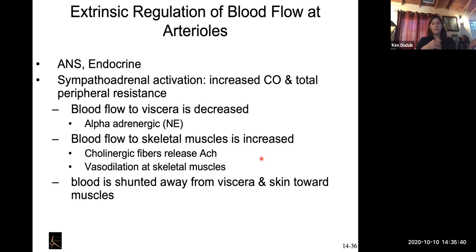But to the skeletal muscles, the cholinergic fibers that go to the skeletal muscles release ACh, and that always causes vasodilation in that area, okay? Those are muscarinic receptors, so it's causing the smooth muscle to relax and it dilates. Therefore blood gets shunted away from your digestive organs and your skin toward your skeletal muscles. So that's how that works.